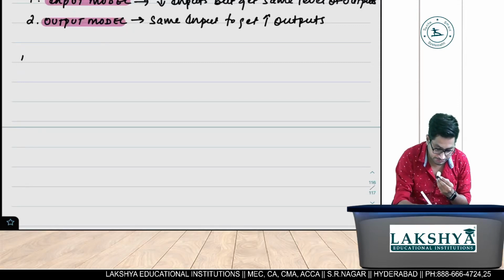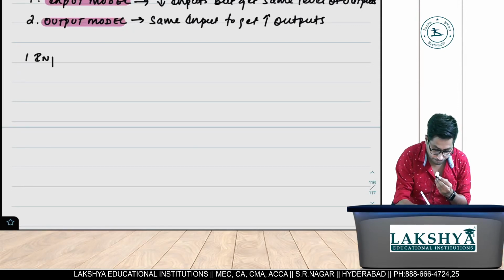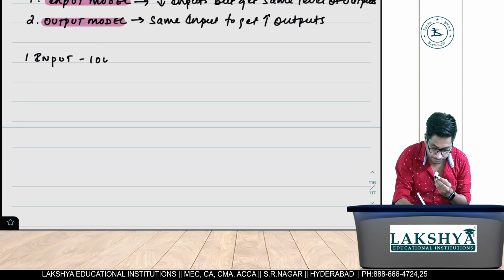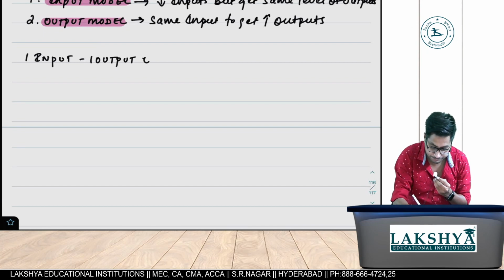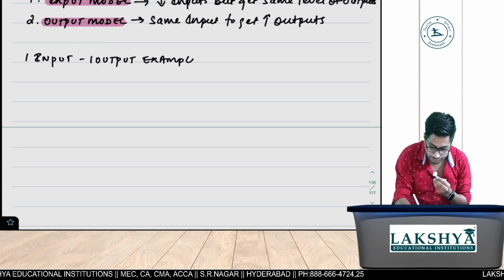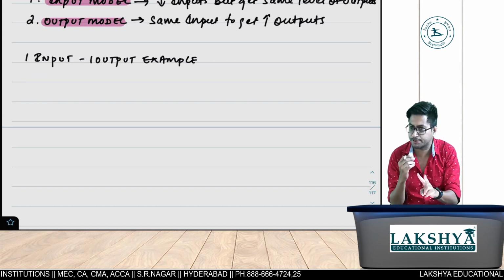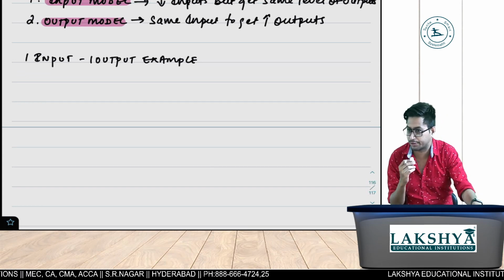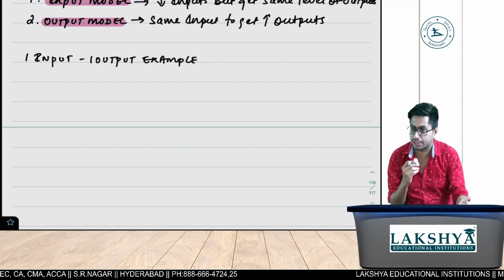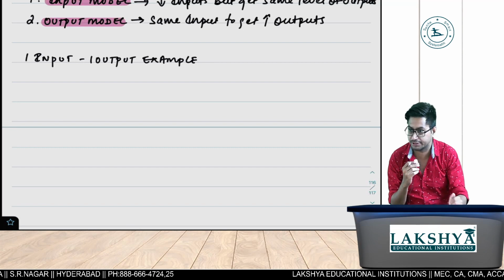This is one input and one output example. Clear? यहाँ पर 3 parts will be there, 2 charts will be there, and one calculation part will be there. Calculation part I will do for all 3 examples.